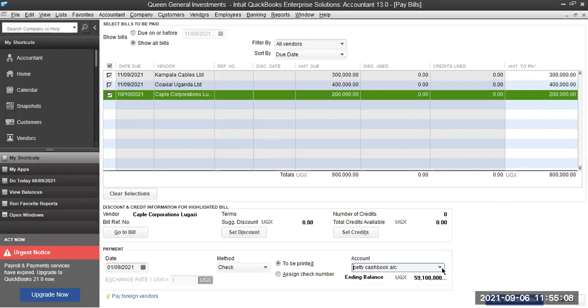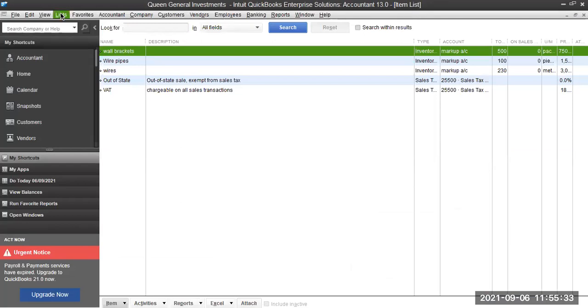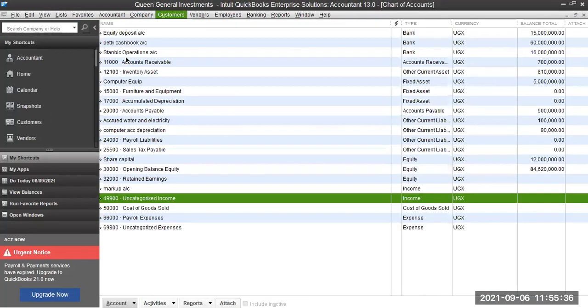Our petty cash book, it had a total of, before we cleared, yeah? Let's first come back to the chart of accounts and we see how much is with the petty cash book. Where is it? It's having 60 M.